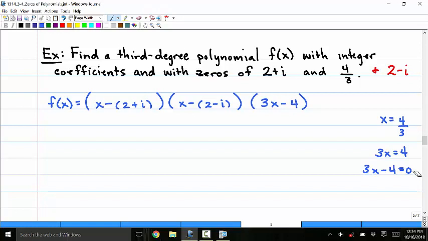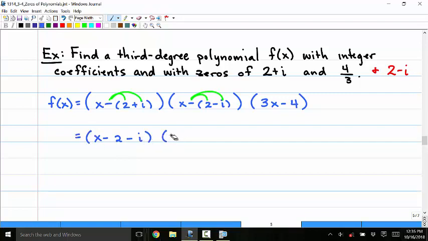But what else does it say in the directions? It says with integer coefficients. So that means they want you to multiply all that out. All right, it's not hard, it's just a matter of distributing. I'm going to distribute that negative and that negative. So here comes x minus 2 minus I times x minus 2 plus I.